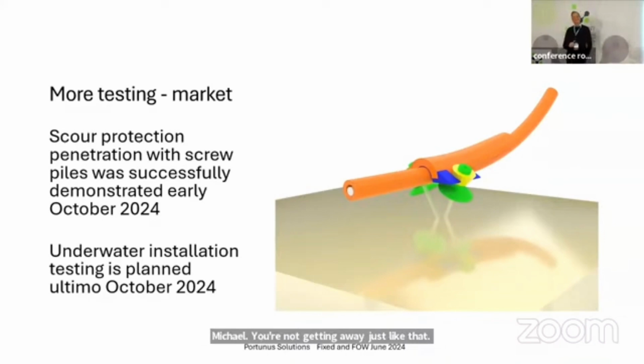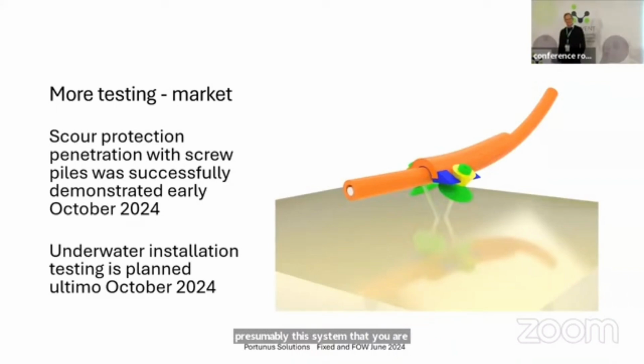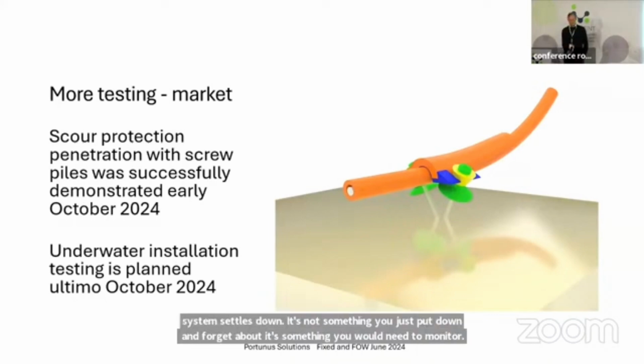Just a quick comment and question. As with all things on the seabed, when you put a foreign body on it, whether it be the turbine tower or a cable, you will get a certain amount of movement. Presumably, this system that you are putting forward will be subject to monitoring, so it can be adjusted after a while when the cable and your system settle down. It's not something you just put down and forget about. It's something you would need to monitor.